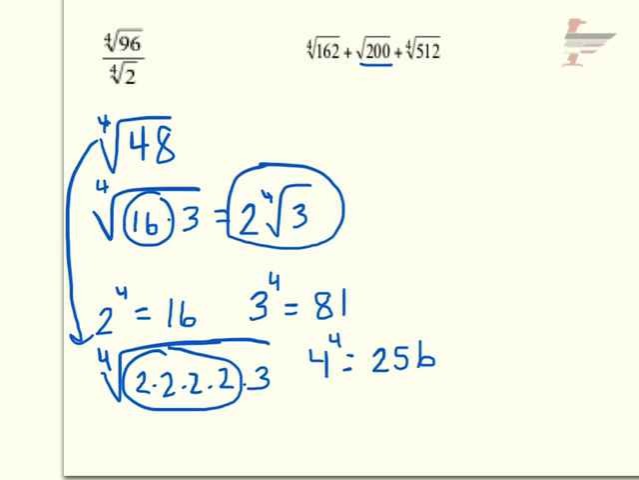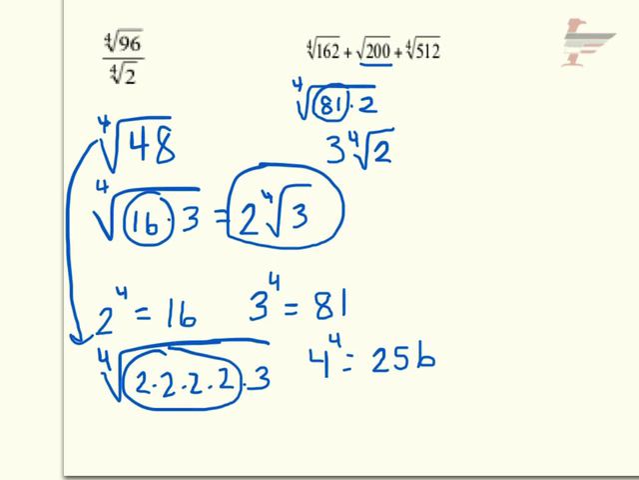4 to the fourth, 4 times 4 is 16, 16 times 4 is 64, 64 times 4 is 256, and I think I'll stop because if this were on the test, I wouldn't expect you to think about too many fourths beyond this. But I'm going to start with 162, and I do know that 16 won't go into 162. 81, however, goes in there twice, so I'm going to rewrite that as 81 times 2. And then I know the fourth root of 81 is 3 because I just figured that out.